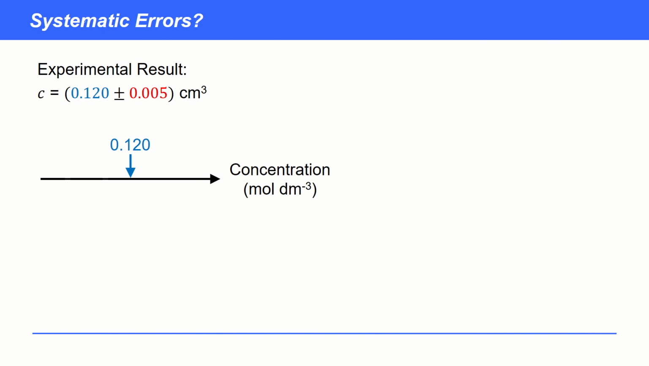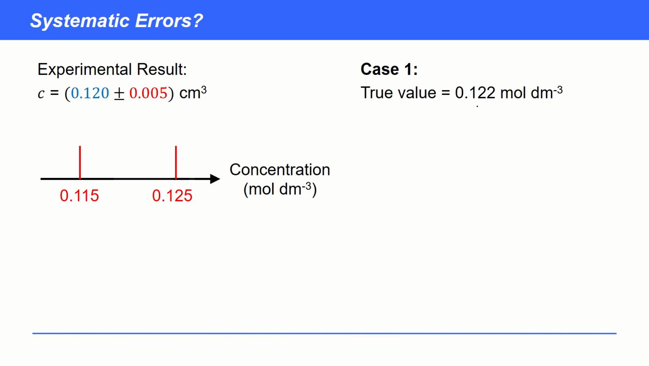So you can use this to work out if there are any systematic errors. This is my experimental result. So rather than just having a sharp value, where I said the concentration was 0.120 moles per decimeter cubed, now I'm saying it's going to be somewhere between 0.115 and 0.125. Do we have a systematic error present? Because remember, this is only a measurement uncertainty from random errors. Well, it depends on what the true value is. So let's say we have the true value of 0.122 moles per decimeter cubed. That's going to lie somewhere in here.